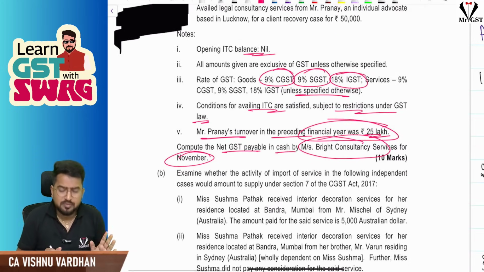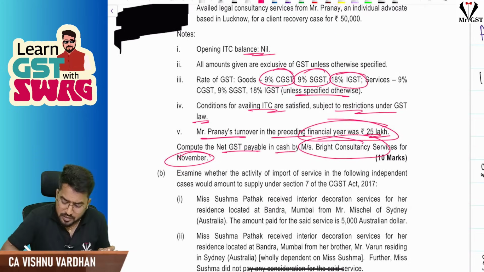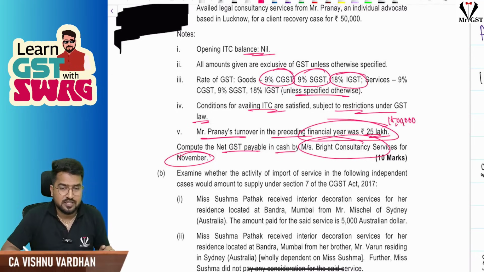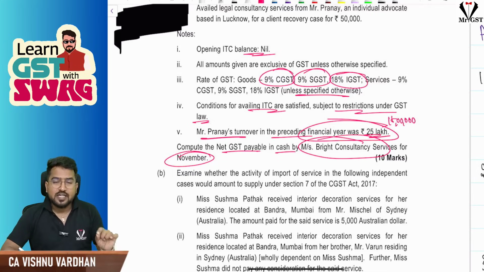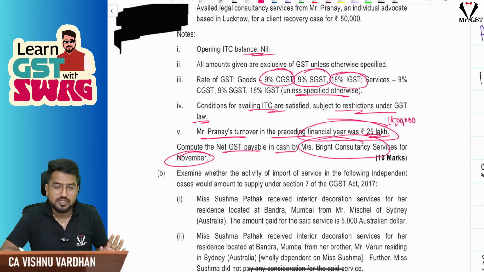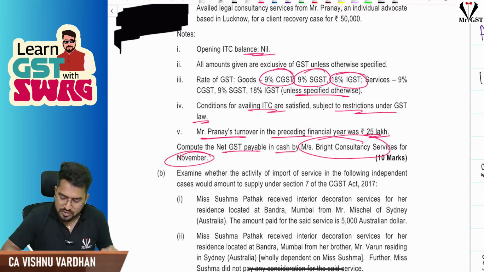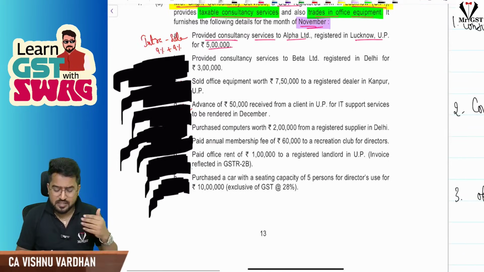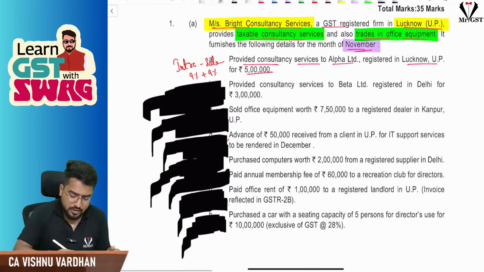Here, this adjustment, please understand, instead of 25 lakhs, if they had given 18 lakhs, the legal services given in this question, what you have availed, would have been exempt under GST. Because legal services provided to any business entity whose aggregate turnover in the preceding financial year does not exceed the threshold limit for registration, in such cases it is exempt, if you remember. So this information is important here. But in this case, because it is 25 lakh, it is taxable, nothing to worry.